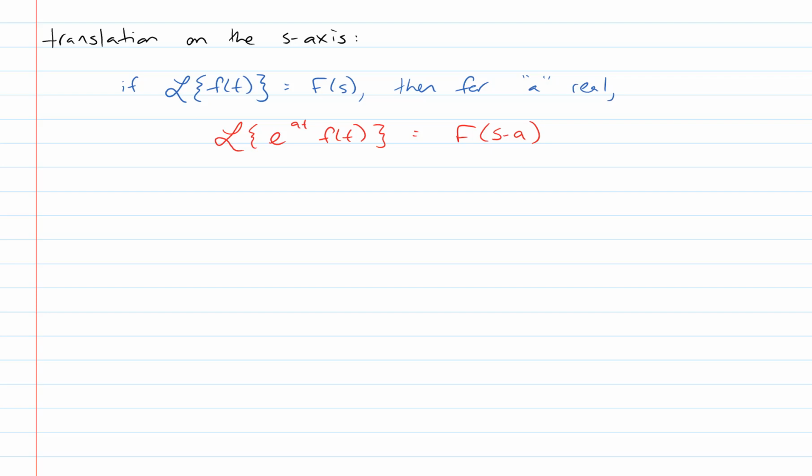We are still working on Laplace transforms, and this video details what happens when we have translation on the s-axis. So you can see that I've already written that if the Laplace transform of some function f of t is equal to capital F of s using our standard notation, then for a real, so a is just some real variable, then the Laplace transform of the product of that function times e to the at is equal to F of s minus a. So why would that be? Let's take a look.